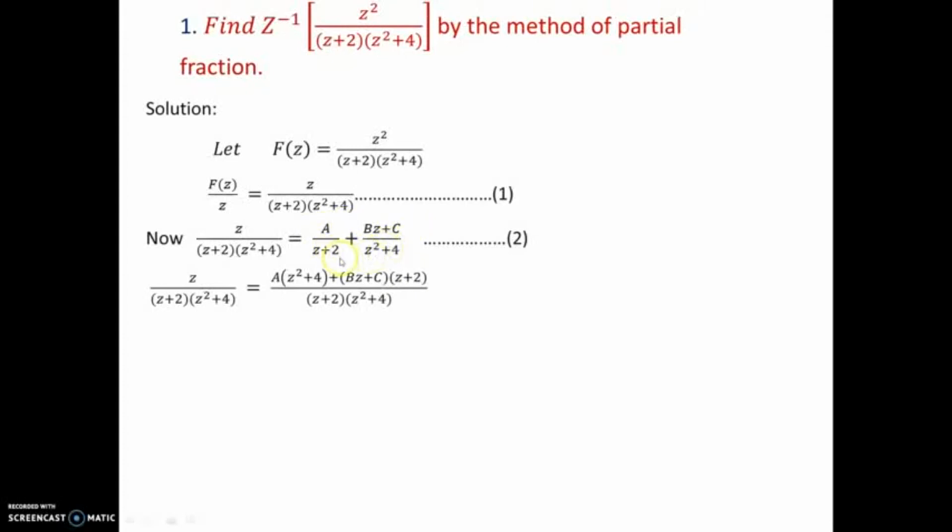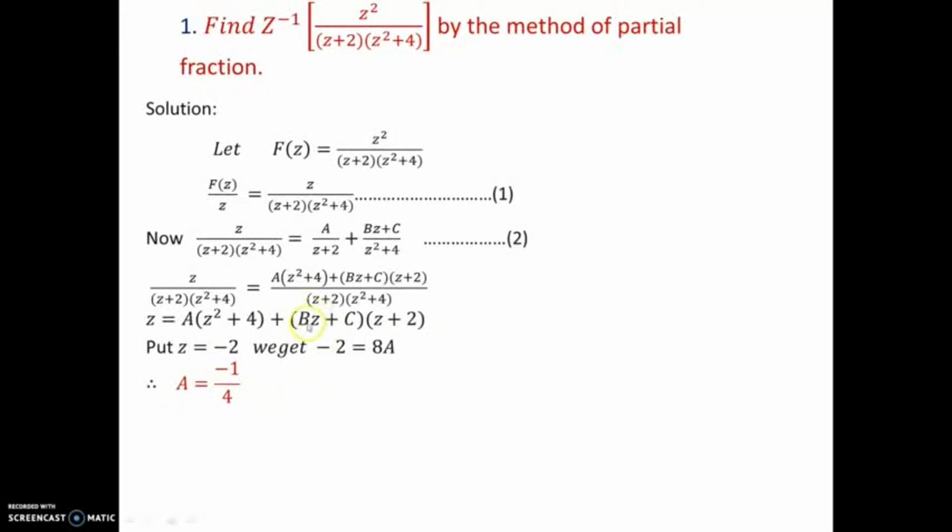Taking LCM on the right hand side, (z plus 2)(z squared plus 4), we get A into (z squared plus 4) plus (Bz plus C) into (z plus 2). On both sides the denominator terms are the same, therefore cancel them. We get z equal to A(z squared plus 4) plus (Bz plus C)(z plus 2). Put z equal to minus 2, we get minus 2 equal to 8A. This term cancelled. We get A equal to minus 1 by 4.